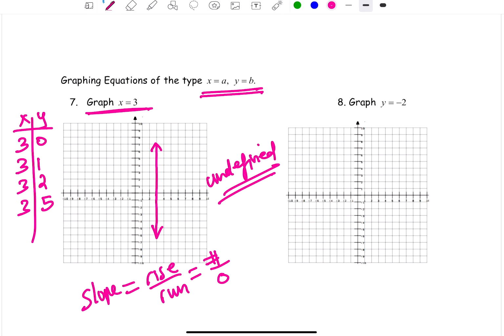Let's graph the next one, y equals -2. Y equals -2 means it doesn't care what x becomes. Y is always going to be -2. So it's going to be a horizontal line passing through y equals -2.